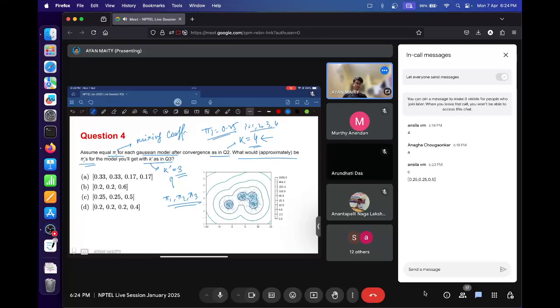Answer VM's is option C, which is 0.25, 0.25, 0.5. Okay. Anyone else?